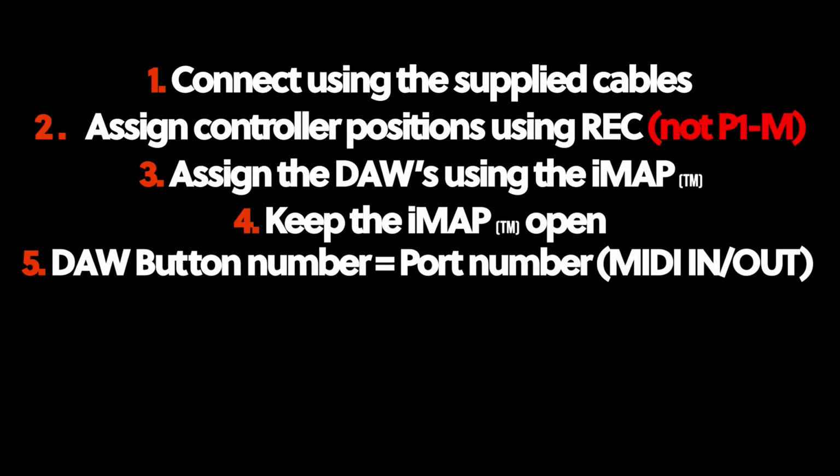Connect using the supplied cables. Make sure you assign the controller positions using the record button on each device. Assign your DAWs using the IMAP, i.e. DAW buttons 1 to 3. Keep the IMAP open at all times, and configure the DAW according to the port number or button number you choose. In our example today, we have used Cubase as button number 1, so we've configured the controllers in Cubase as port 1 or MIDI in and out 1. We used Ableton Live for button 2, so we've configured the controllers as port 2 for MIDI in and out in Ableton. We've used button 3 for Studio One, so we've used MIDI in and out 3 for that DAW. You should, of course, never select port 4 because this is how the IMAP communicates to the devices.